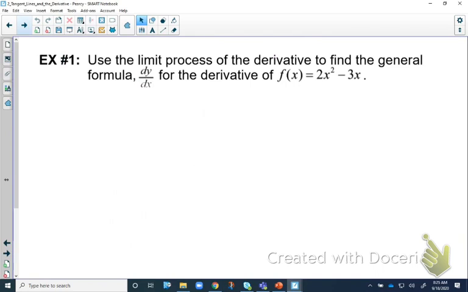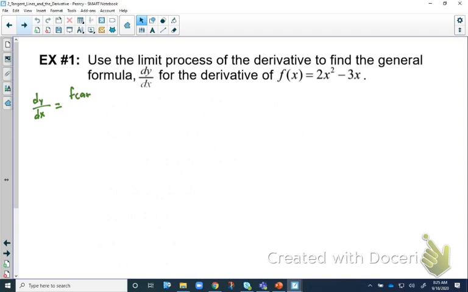This first example is asking you to use the limit process of the derivative, meaning the limit definition of the derivative, to find the general formula dy/dx for the derivative of the function 2x squared minus 3x. So here we can start it off. They're asking us to do it in the notation of dy/dx, so I'm going to write dy/dx like that.